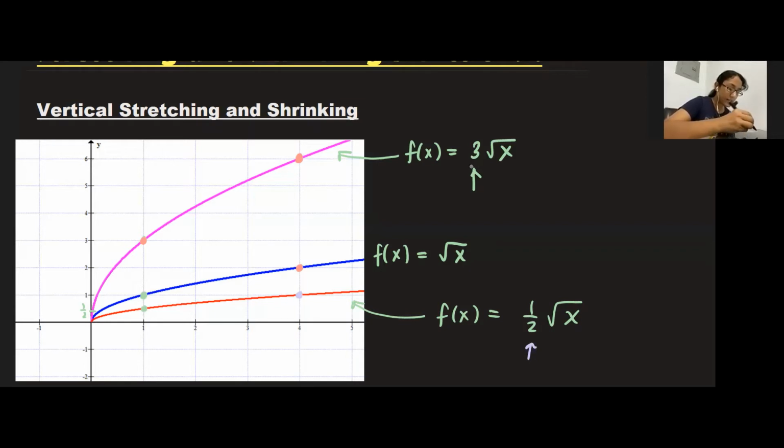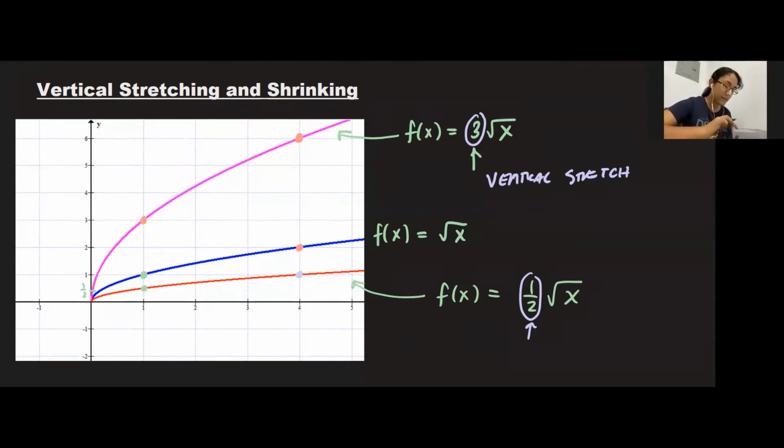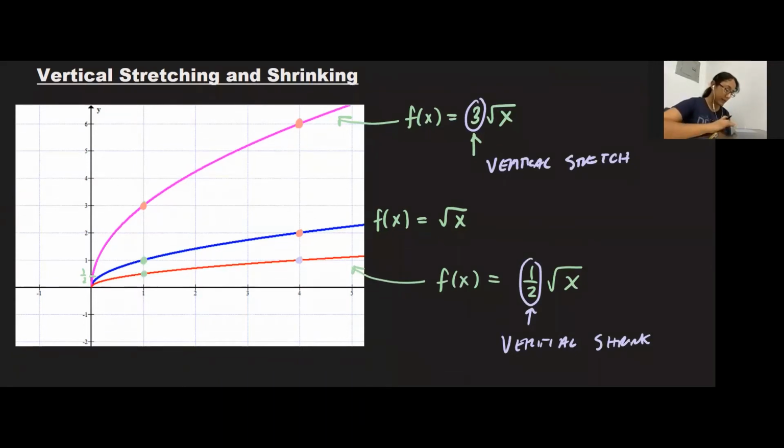Well, if the number in front of the function, for example the first one, is greater than 1, that is a vertical stretch. As we saw on the graph, the pink graph is stretched by a factor of 3. And if the number in front of the function is a fraction, then it is a vertical shrink. So that's why the graph looks more flat toward the x-axis.